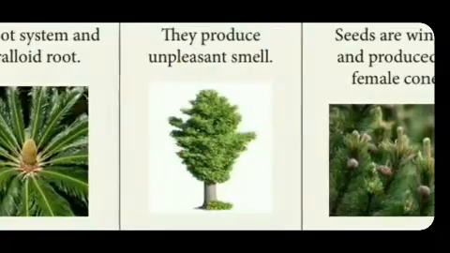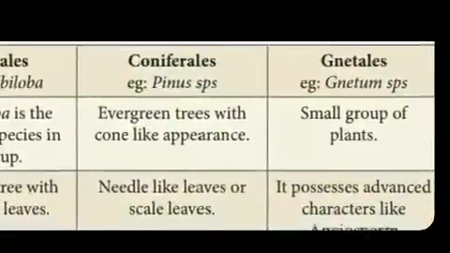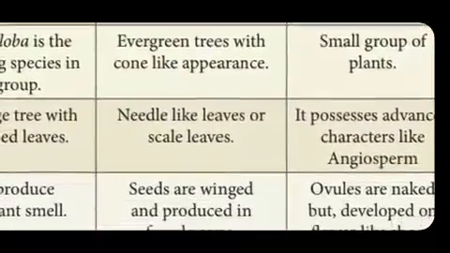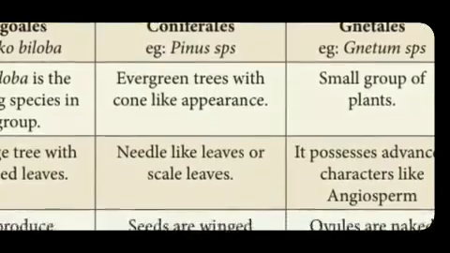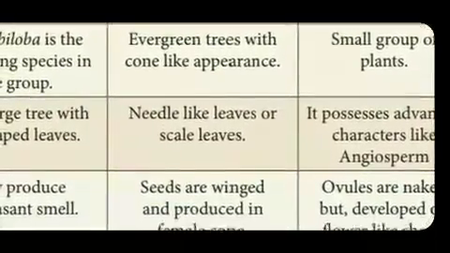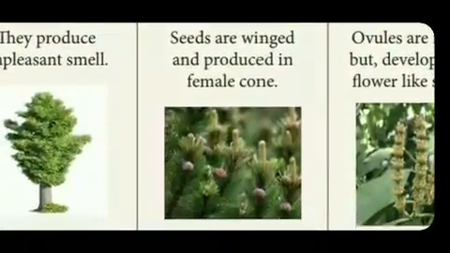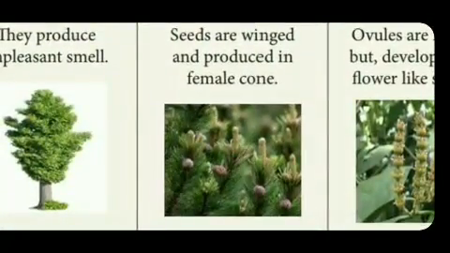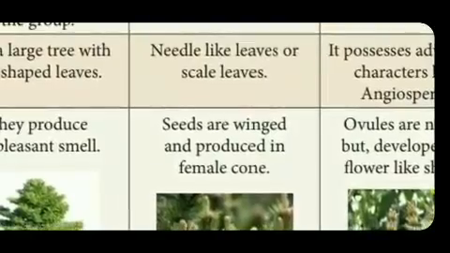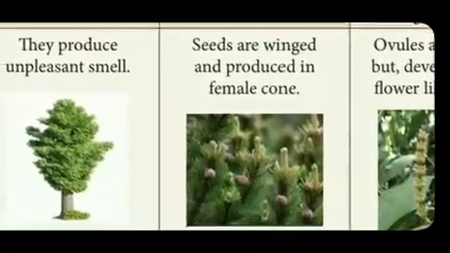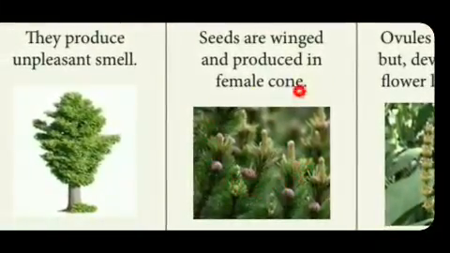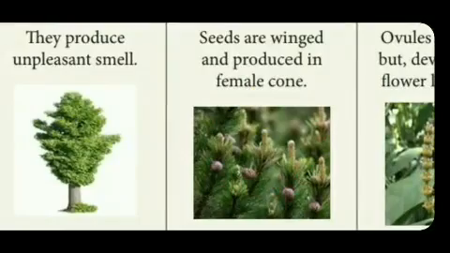Next is Coniferales. Example, Pinus species. This we can see in the hilly stations such as Ooty, Kodaikanal, etc. These are always evergreen trees with a cone-like appearance. The leaves are needle-like leaves or scale leaves. The seeds are winged seeds and the seeds are produced by the female cones.